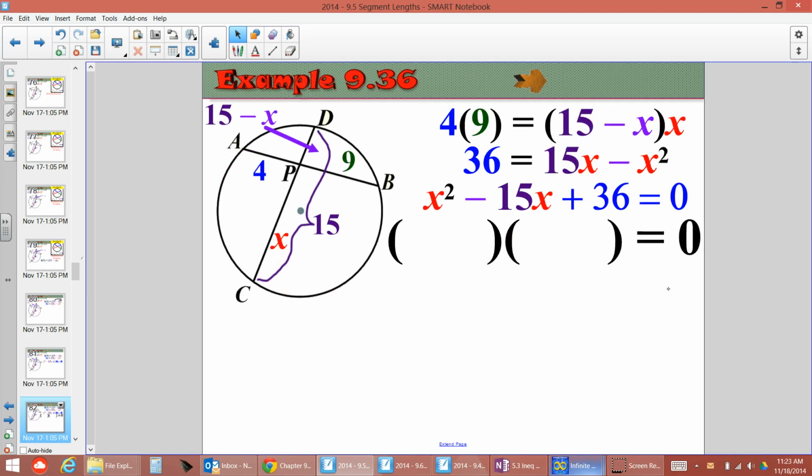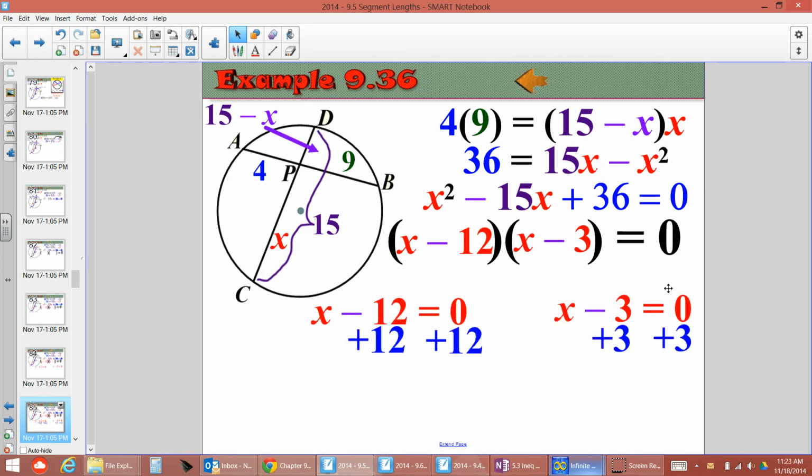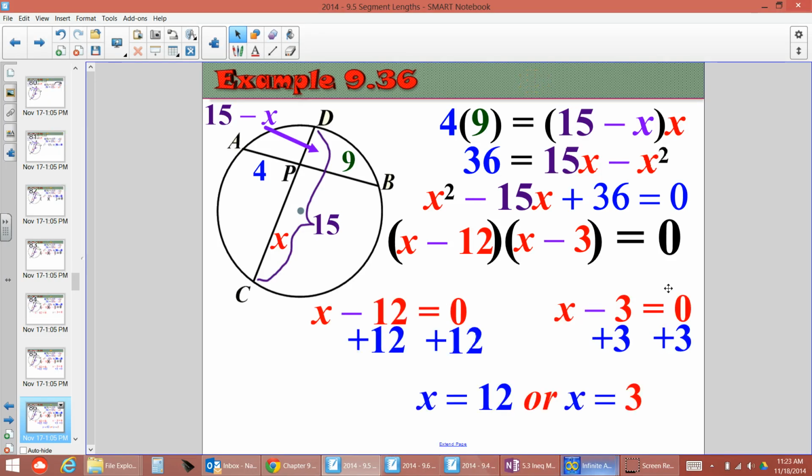I can factor that to be x minus 12 equals 0 and x minus 3 equals 0. I add 12 and I add 3 and I end up with x equals 12 or x equals 3. Both of those values will work.